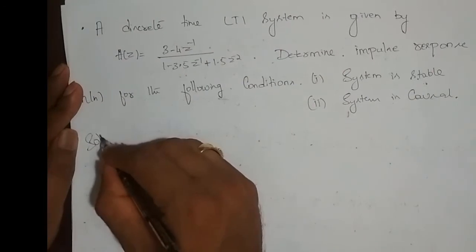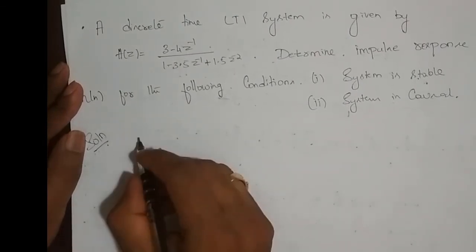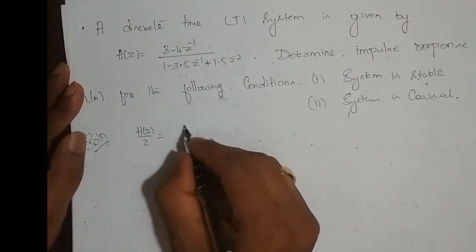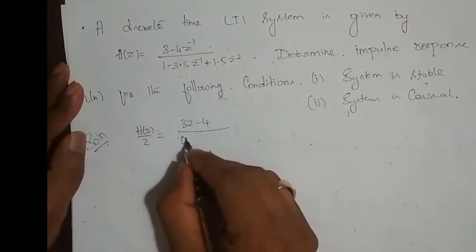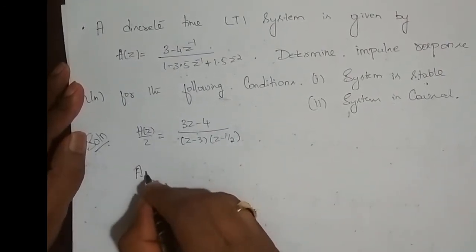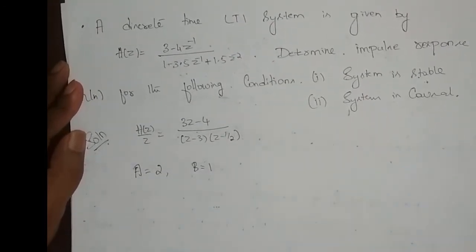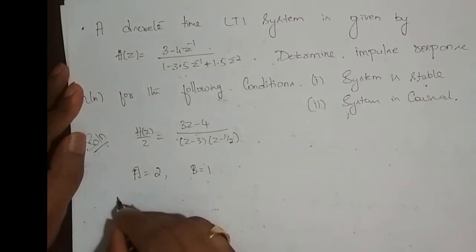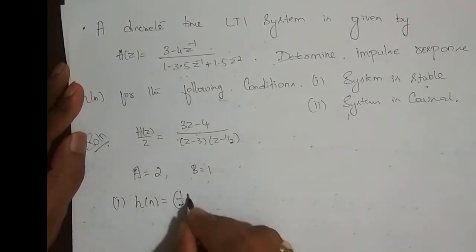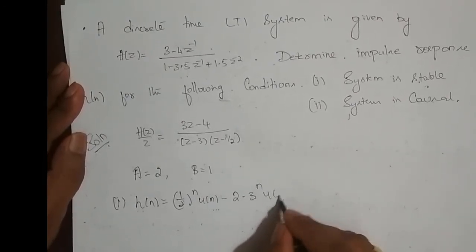Solution: I think I have solved it in the previous problem, but still I'll give you the intermediate result. When I bring it into the form of H of z by z, I get 3z minus 4 divided by z minus 3 and z minus 1 by 2. When I solve with partial fraction expansion, I get the value of A as 2 and B as 1, and the impulse response for the stable system is given by 1 by 2 power n u of n minus 2 into 3 power n u of minus n minus 1.